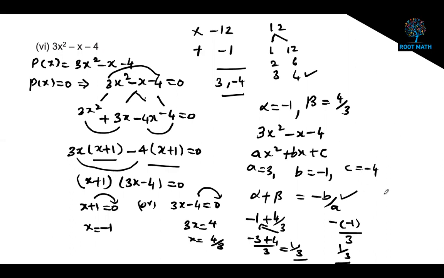Next we will go for alpha beta, which should be equal to c by a. Alpha beta means multiply the alpha value with the beta value. So fraction multiplication, 1 times 4 by 3 is 4 by 3, because of negative, negative 4 by 3. C by A is negative 4 by 3 and A value is 3. So you can see here C by A and alpha beta both have the same value. So it's verified.